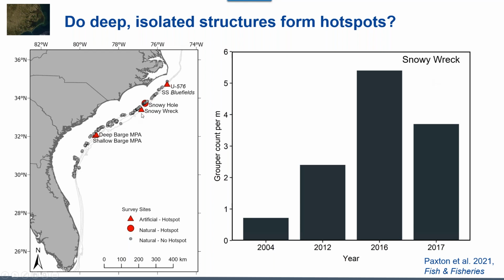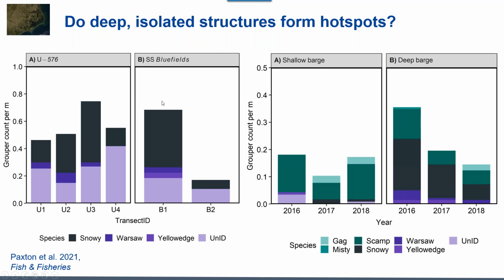The first is the Snowy wreck right here. And in 2016, the video observations that we have from this wreck suggest that there are upwards of 5 grouper per meter on the particular sampling transect. We do see that in 2004, for example, there are fewer grouper per meter, but still a substantial number. When we looked across 2 shipwrecks that lie nearly side by side in about 800 feet of water off the coast of Ocracoke, North Carolina, we're looking at different transects or sampling events here.